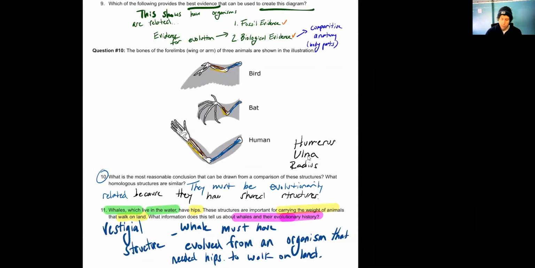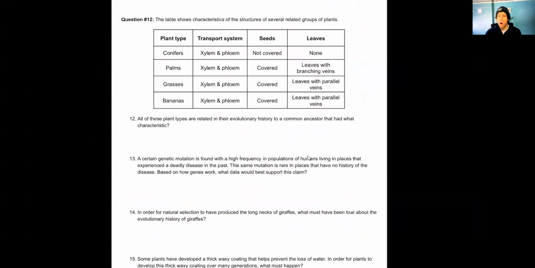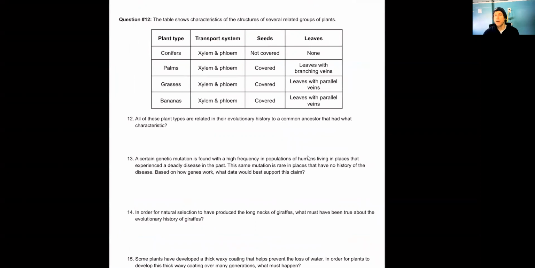Okay, let's move on to question 12. Question 12 at the top says, this table shows characteristics of structures of several related groups of plants. So I'm just going to go through this table step by step before we read the question. We have the transport system, we have seeds, and we have leaves. These are all different structures on a plant. And then on the left column, we have the different groups of plants here.